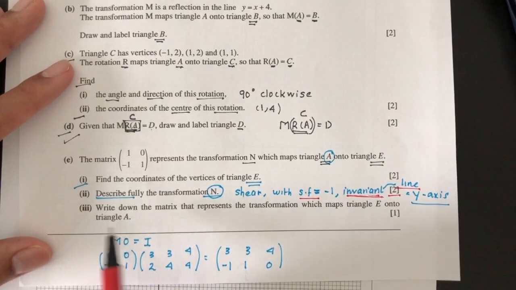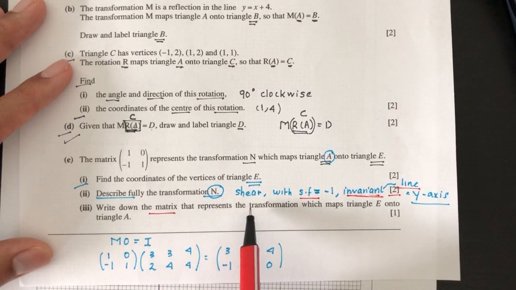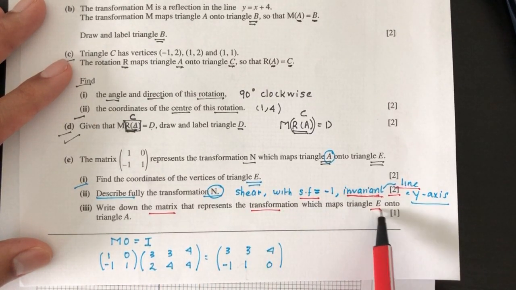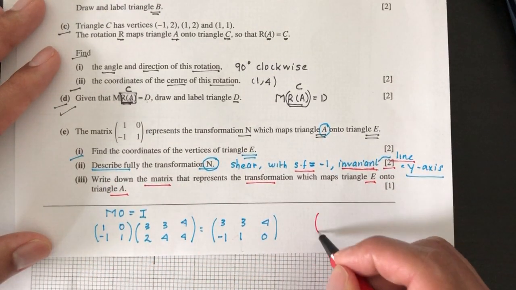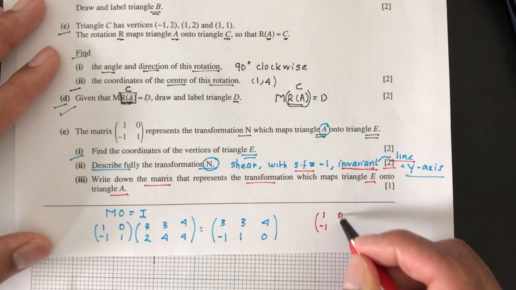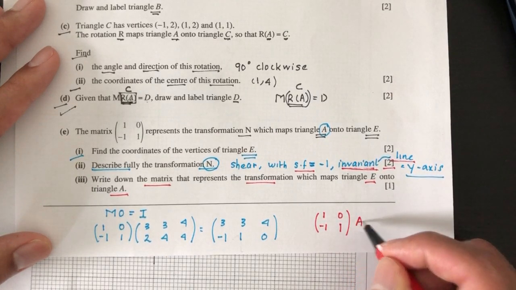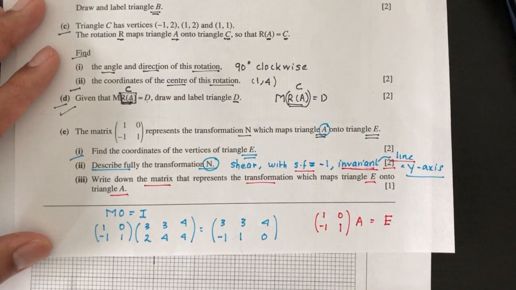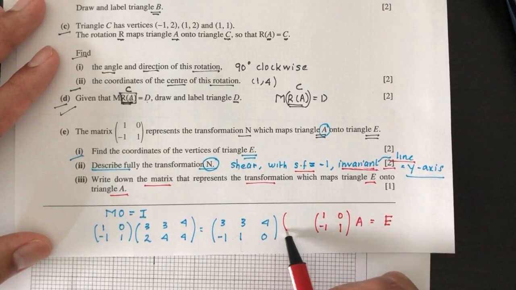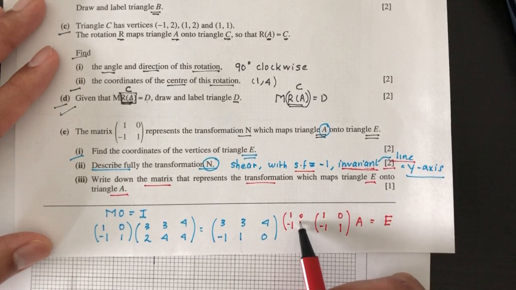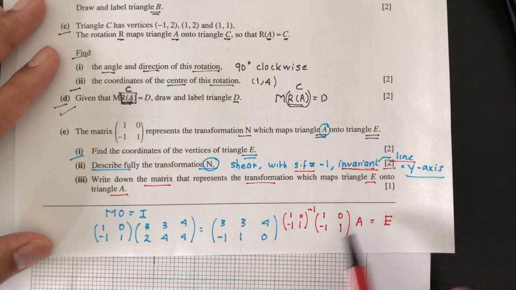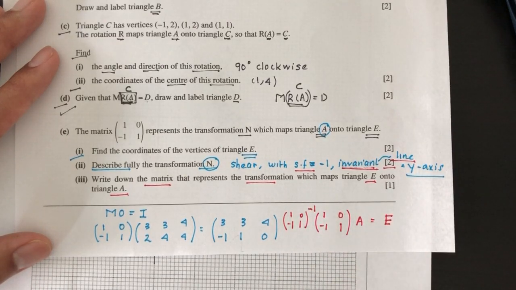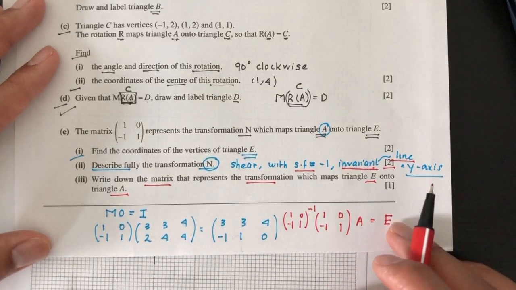Now part 3 is to write down the matrix that represents the transformation that maps E onto A. So as you guys know already, we have this matrix. It was used to map A onto E. Now to map E onto A, we have to do what? We have to multiply by the inverse on both sides. So the matrix that maps E onto A will be the inverse of this matrix. So let's see how you find the inverse of that.